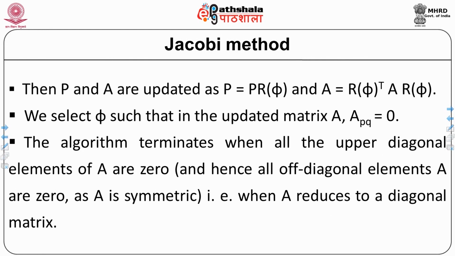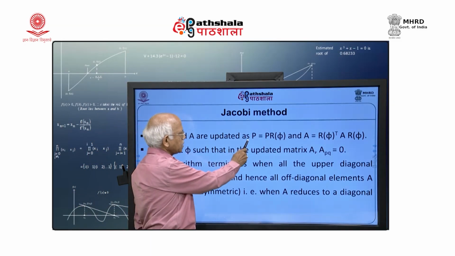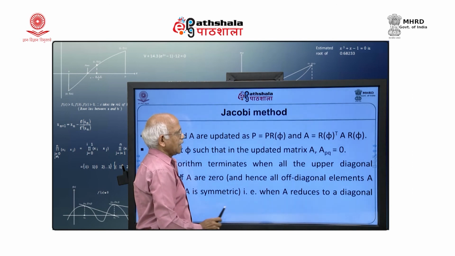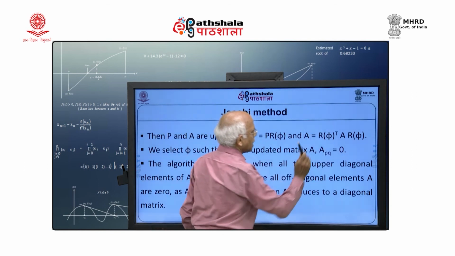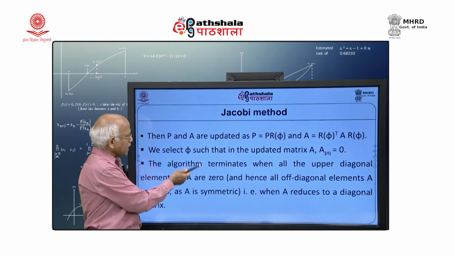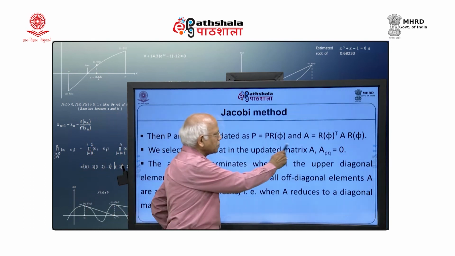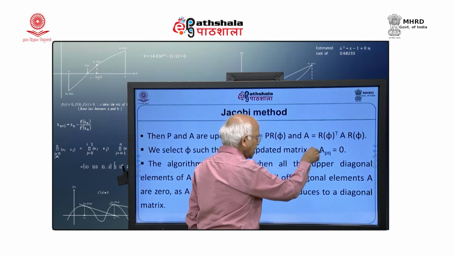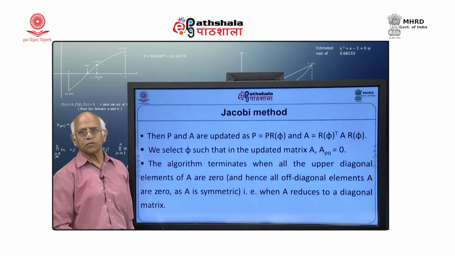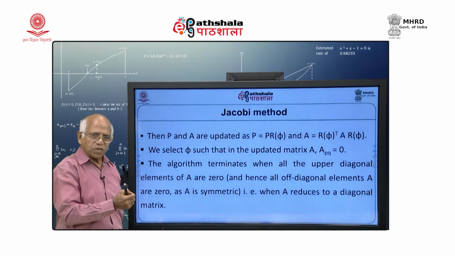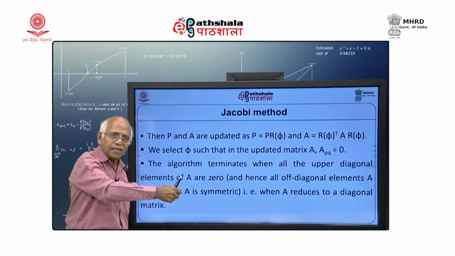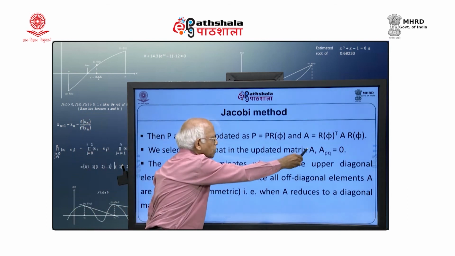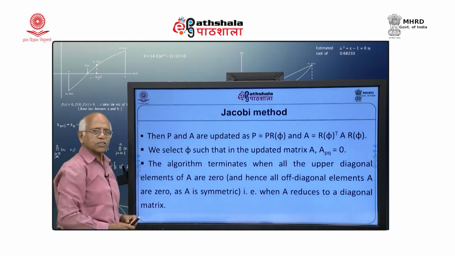Then P and A are updated as P equal to P R phi. So what we do is, P we already started with, we are updating P by P into R phi and A as R phi transpose A R phi. We select phi such that in the updated matrix A, A P Q will become 0. That means the element with the maximum absolute value in the initial A will become a 0 element in the next iteration, and we can do that by appropriate selection of phi.